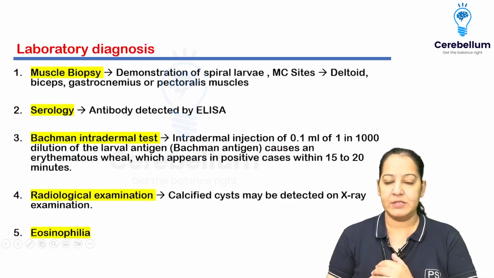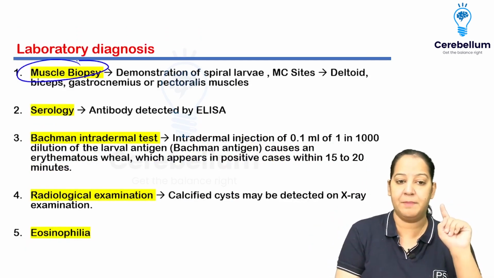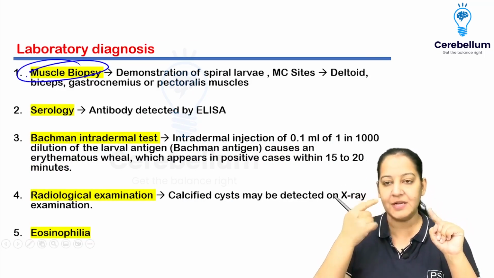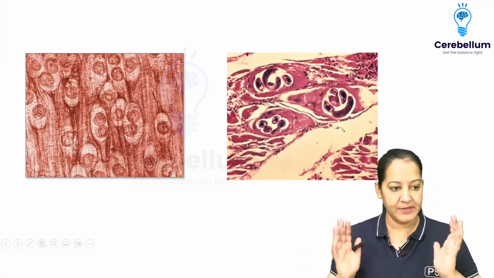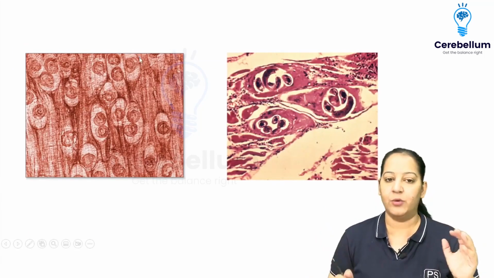Now coming to the lab diagnosis, what will you do? The best is to do the muscle biopsy. Either do an extraocular muscle biopsy or a biceps or deltoid biopsy. In the biopsy, you will find the larva. Can you see? It can be a spotter. It can be an IBQ in your exam.